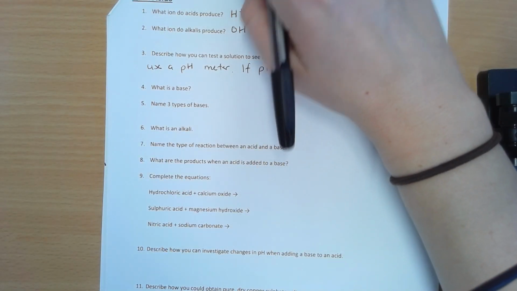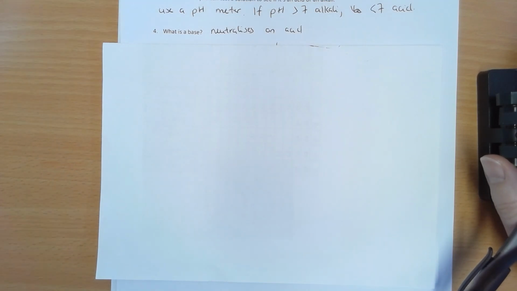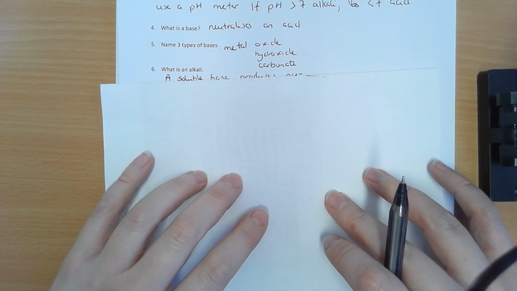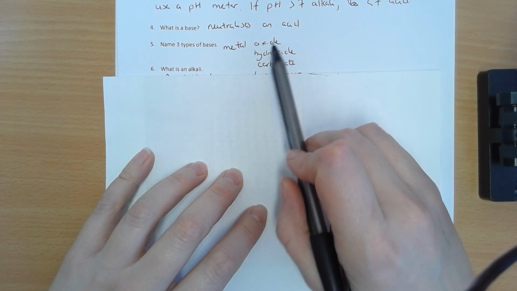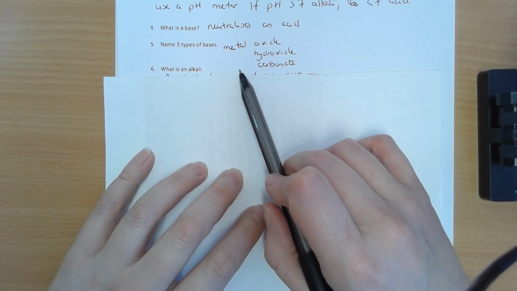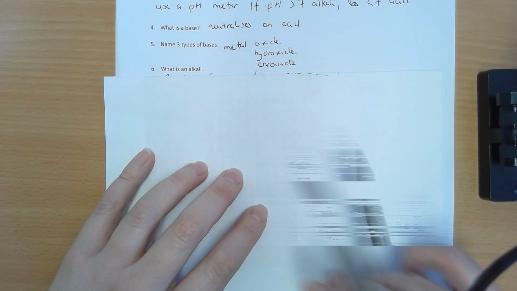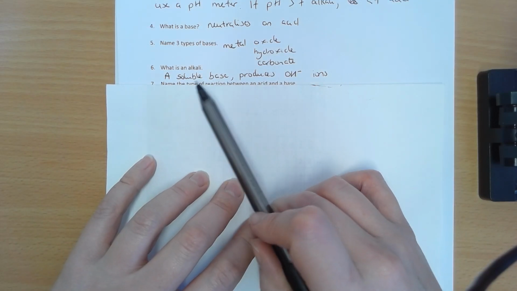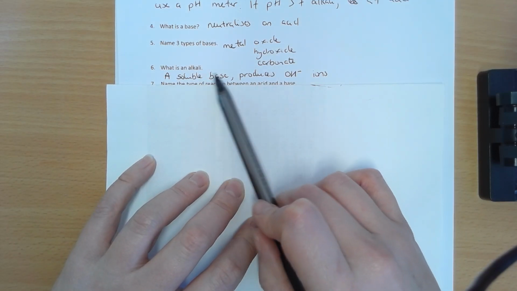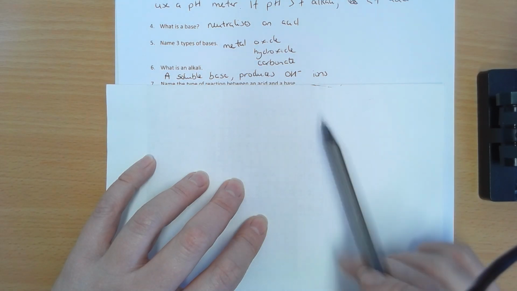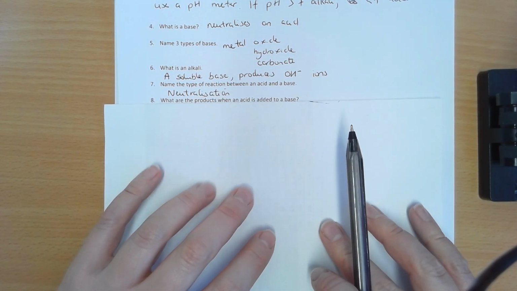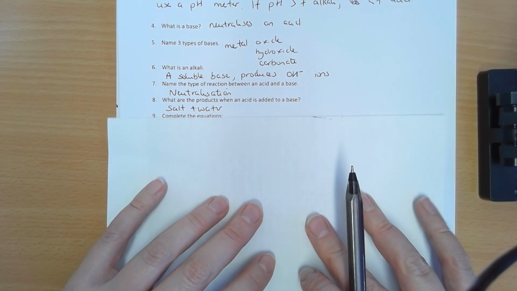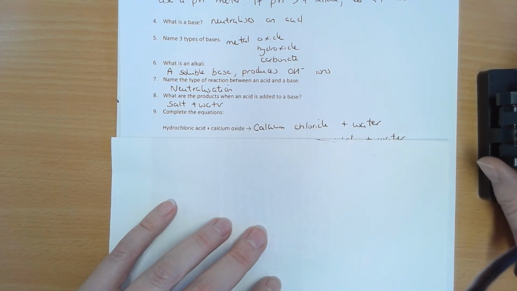4 down to 9. Alright, if we go into the answers, what is a base? It's something that neutralizes an acid. Your 3 different types of bases: metal oxides, metal hydroxides, and metal carbonate. You do need the word metal, I was just being lazy. An alkali is a base that dissolves in water, so I can call it a soluble base. And because it dissolves in water, it produces OH- ions. Type of reaction is just neutralization. Your products are salt and water, but you need to be able to complete the equations.